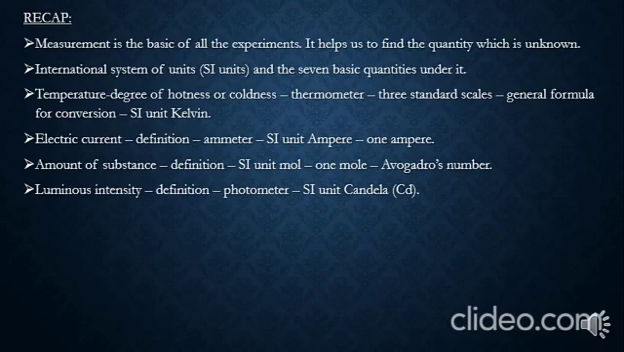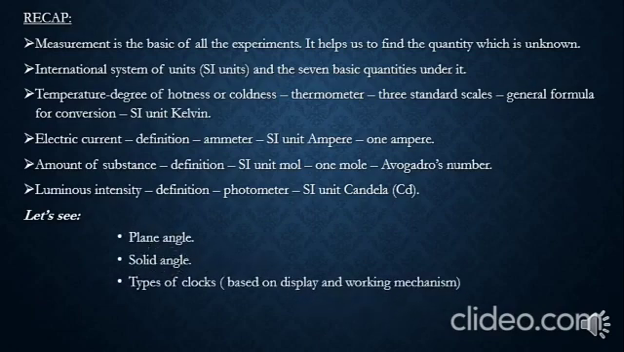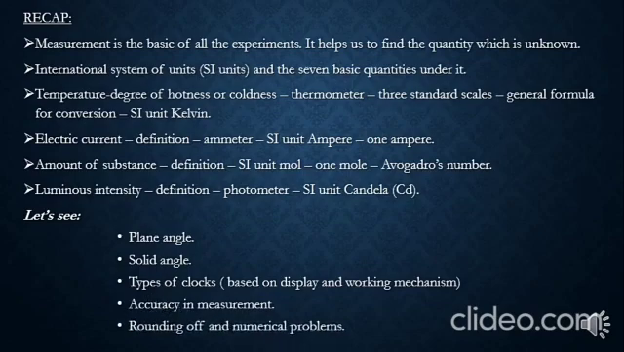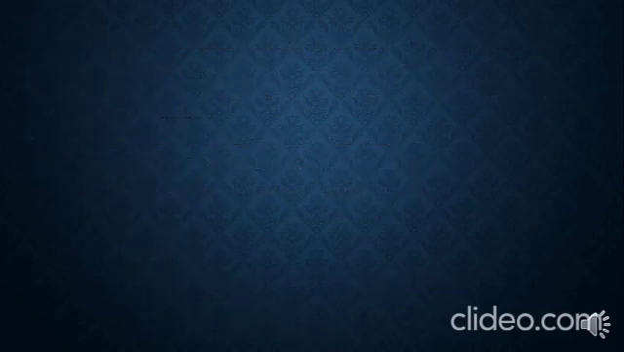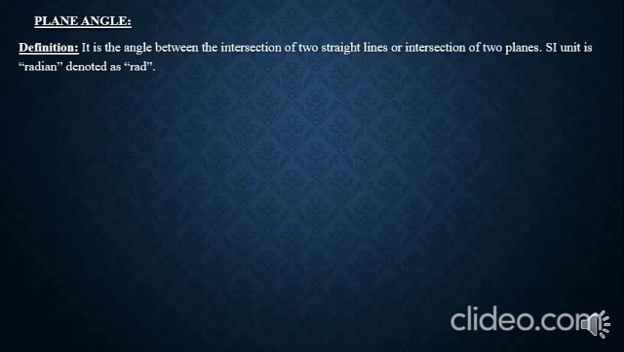Now in today's class, let's see about plane angle, solid angle, types of clock, accuracy in measurement, rounding off digits, and some numerical problems. So the first topic of today's class is about plane angle. The definition of plane angle is it is the angle between the intersection of two straight lines or intersection of two planes, and the SI unit of plane angle is radian, which is commonly denoted as RAD.